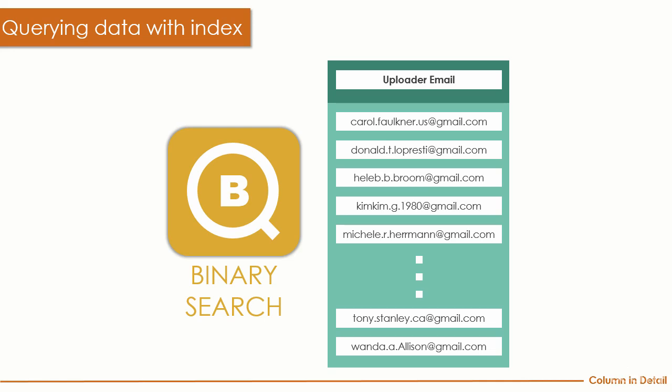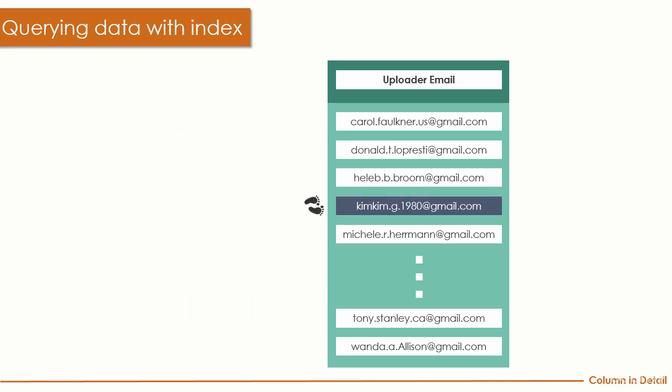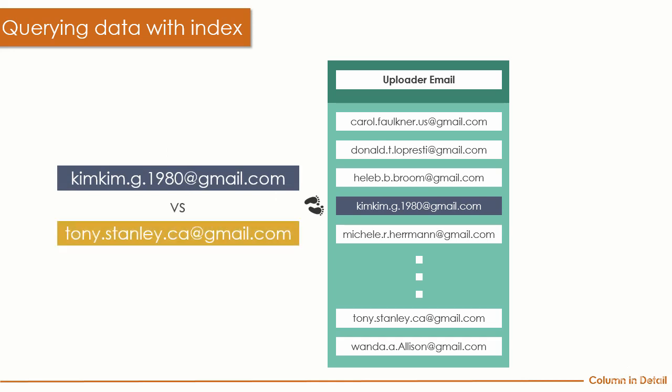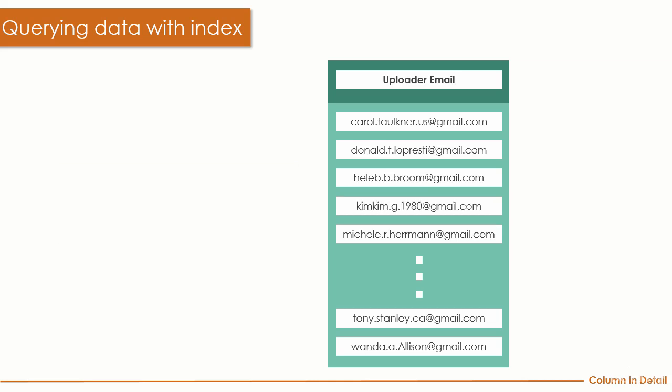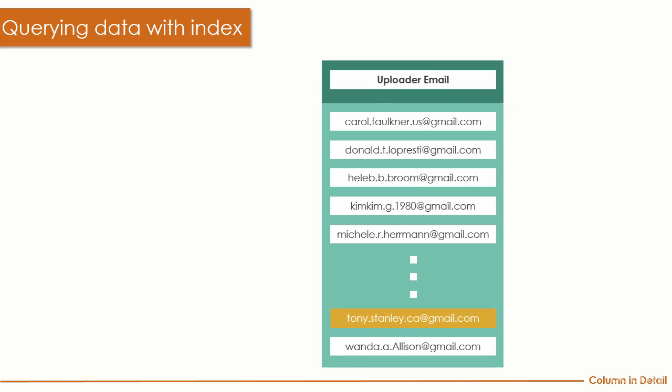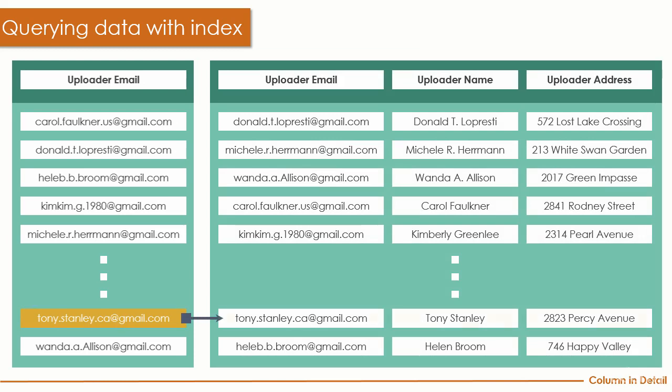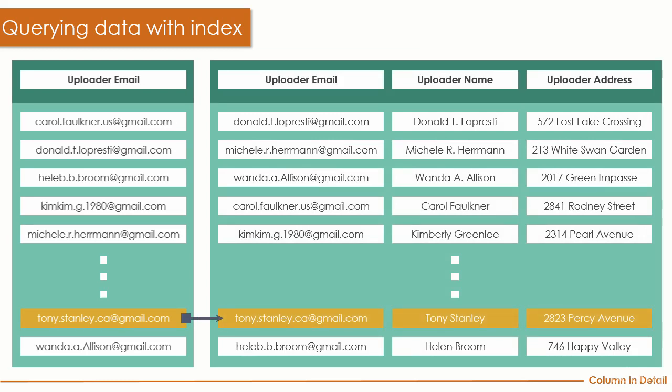And then when you want to search for a specific email address, we don't need to search from the beginning to the end. You just need to first find the middle one. Then you compare, is Kim bigger than or smaller than Tony? After that, you go in the other direction to narrow the search scope. Finally, you just go through 2 or 3 passes. Then you will find Tony.Stanley. Then you can link to the corresponding row of the actual data. So you see it's much faster.